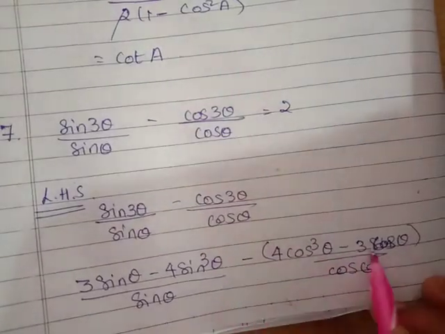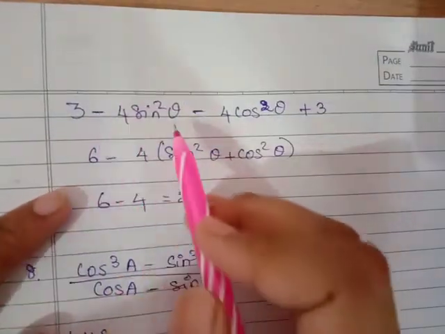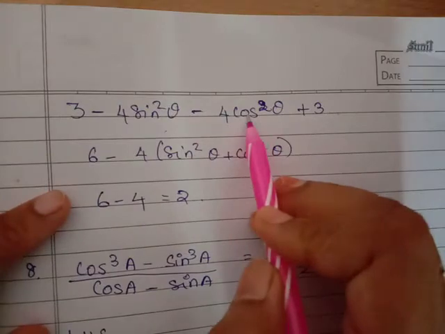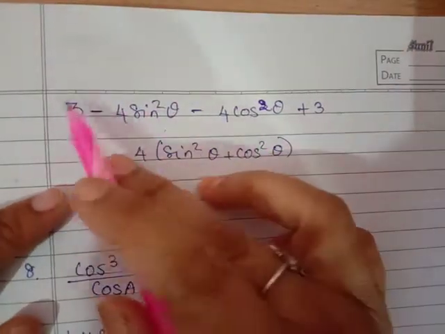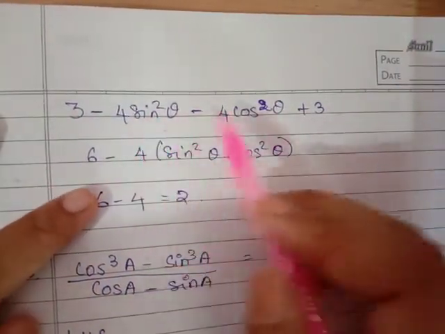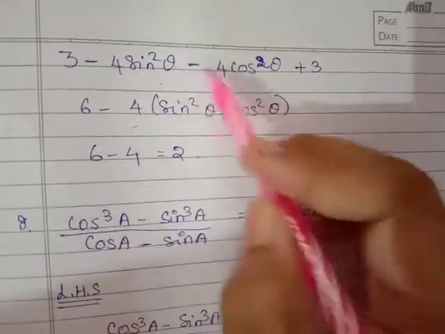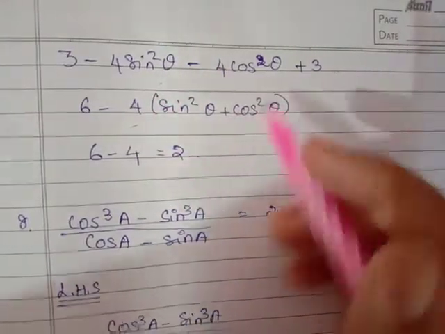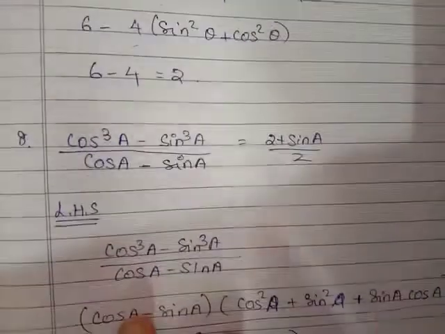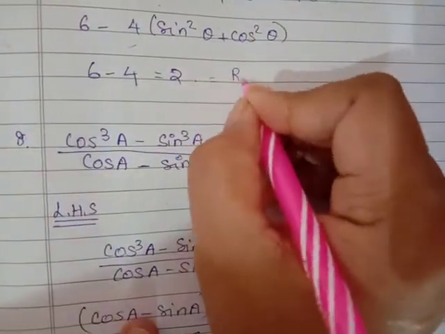Since minus is common, the sign will get changed, and therefore you are left with 3 minus 4 sin square theta minus 4 cos square theta plus 3. So 3 plus 3 is 6. Here minus 4 is common, you are left with sin square theta plus cos square theta. Sin square theta plus cos square theta is 1. Therefore 6 minus 4 will be equal to 2, and this is equal to RHS.